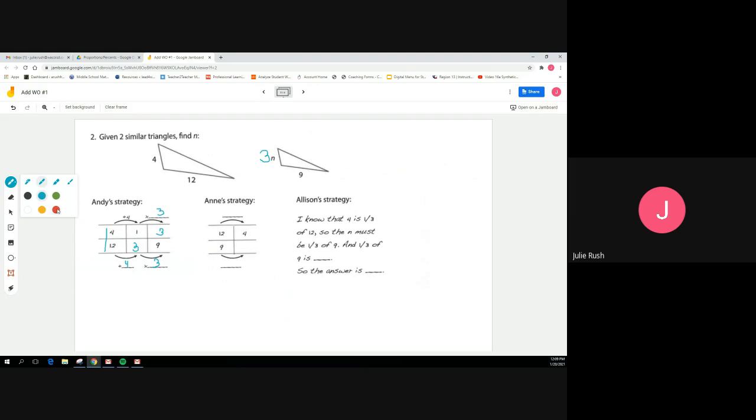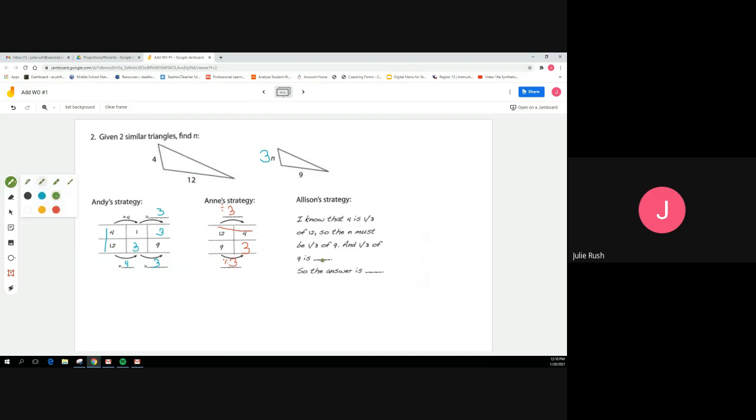Let's look and see how Anne did it and see if she also got 3. So remember, she just set up a straight proportion, but she did 12 and 4 on the same triangle horizontally, which is totally okay as long as they're lined up. So she looked at that relationship and she said, well, I have to divide 12 by 3 to get an answer of 4. So I'm going to divide 9 by 3 as well. And 9 divided by 3 gives me an answer of 3. So that's exactly what Andy got. Let's assume that's what Allison gets as well.